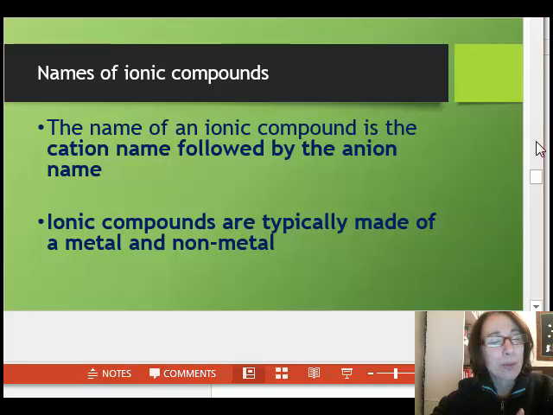It is actually surprisingly simple to name ionic compounds. The name of the compound is the cation name followed by the anion name. The trick to naming ionic compounds is to know the names of ions. You can recognize an ionic compound because it typically has a metal in its formula.